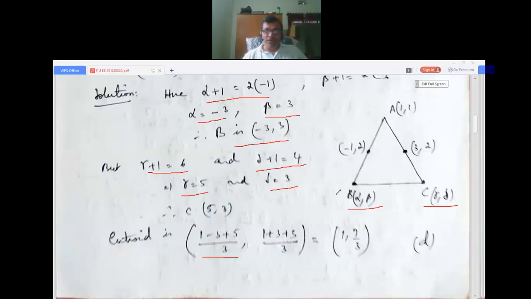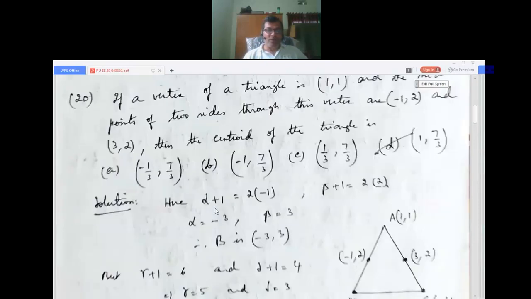So 1 plus minus 3 plus 5 divided by 3, and y coordinate 1 plus 3 plus 3 by 3. So we get 1 comma 7 by 3, hence we get the option as D. I hope you have followed it.